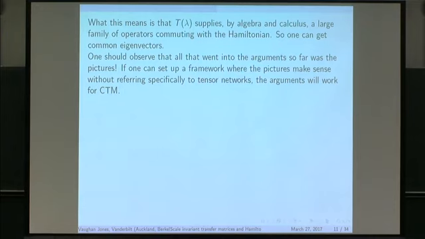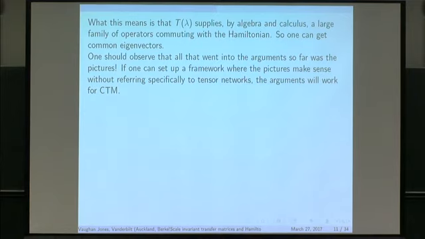I could say a lot more, but once again, I want to get to the end of what I have to say. So I just want to point out at this point that everything that went into the arguments, all I did was pictures. I did that calculation that the logarithmic derivative of the transfer matrix is a local Hamiltonian. It was entirely done by pictures. We just assumed that T of 0 is this picture, and then manipulated pictures.